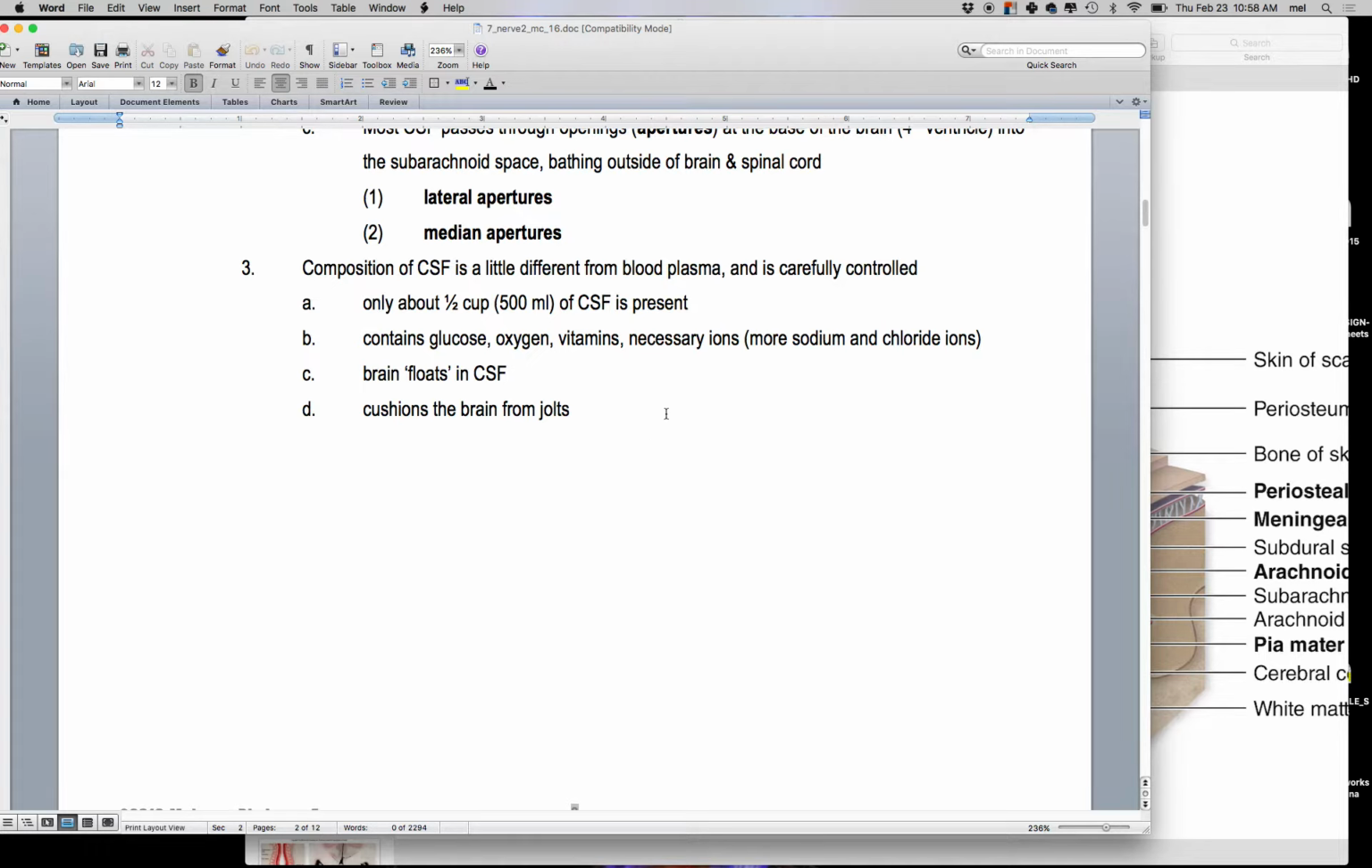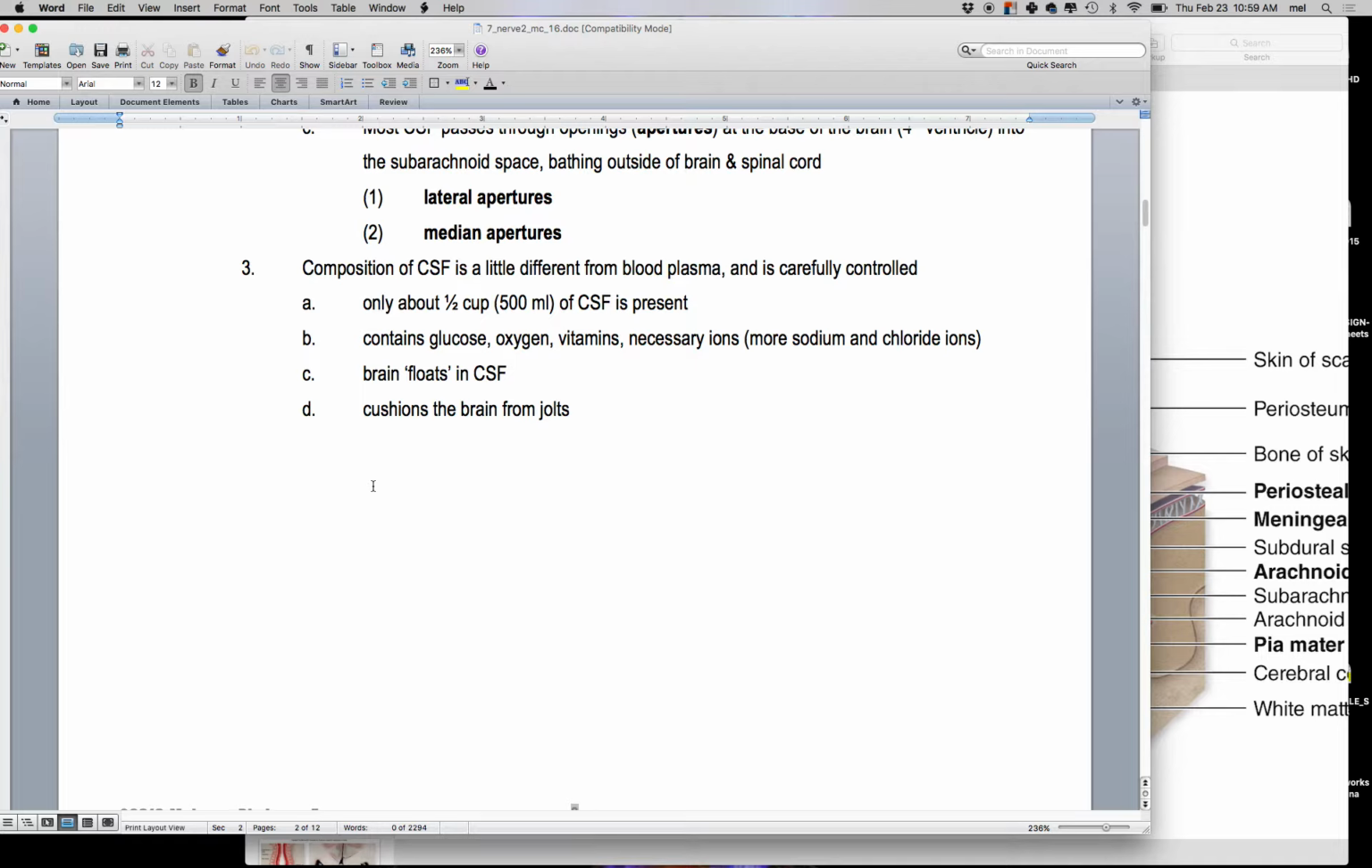And then we'll talk about the blood-brain barrier in just a second. At any given moment, you usually only have about a half cup or 500 mils of CSF. If you get more than that, you're going to have the worst headache of your life. If you get less than that, you're going to have the worst headache of your life. And headache is the least of your problems, honestly.